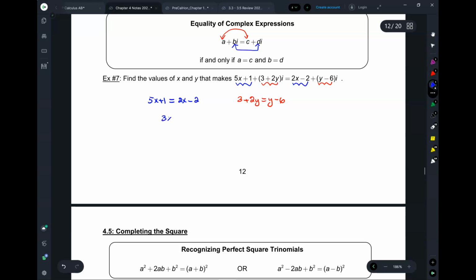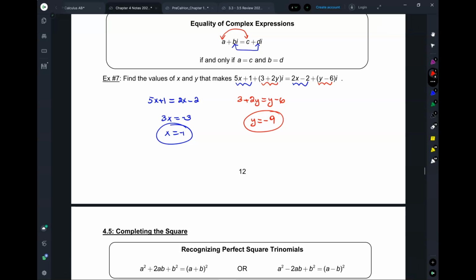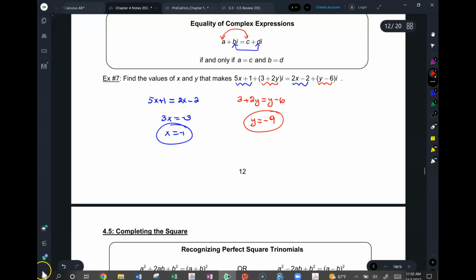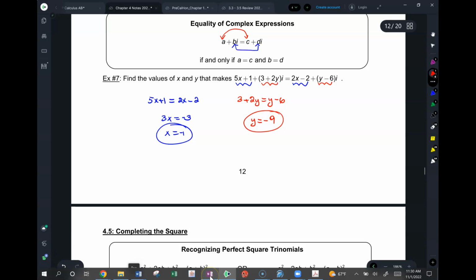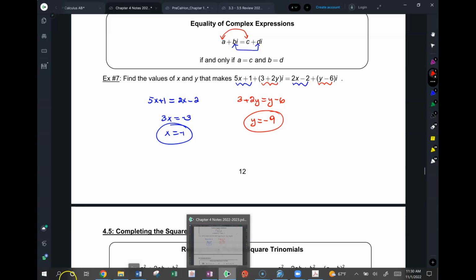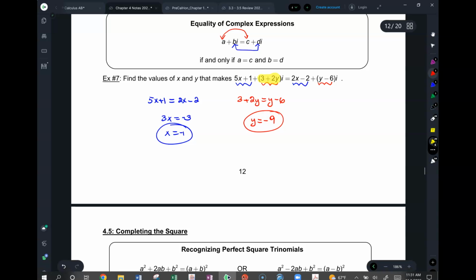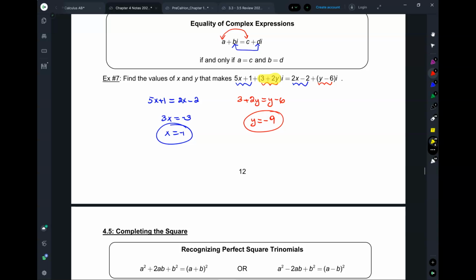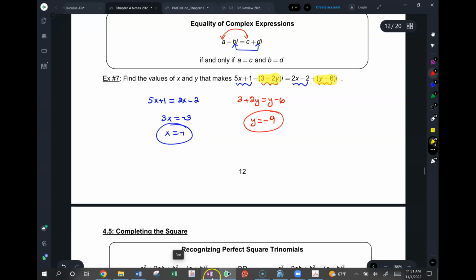The i's don't really matter. So, 3x equals negative 3. x is negative 1. y equals negative 9. Okay? All right. What are the i's for? The i is just there to say that you have a real part and an imaginary part. The coefficient of the i is the imaginary part, and you set that equal to the coefficient of the i over there. Okay, let's do some examples here, guys.